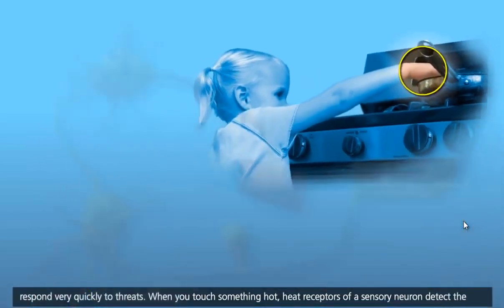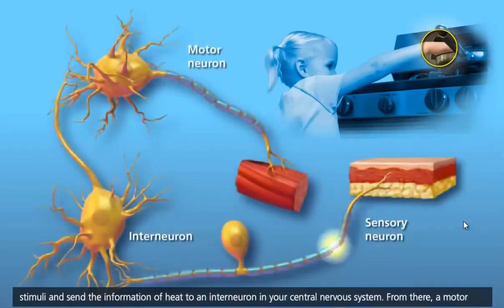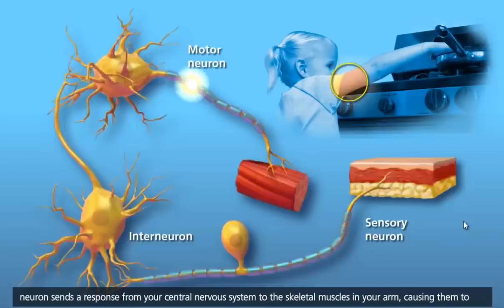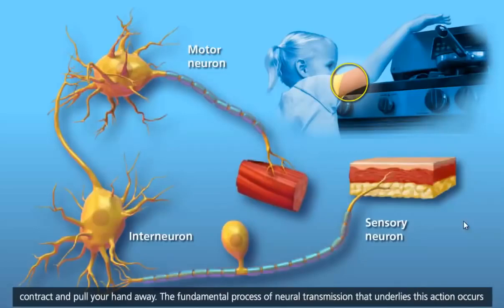When you touch something hot, heat receptors of a sensory neuron detect the stimulus and send the information of heat to an interneuron in your central nervous system. From there, a motor neuron sends a response from your central nervous system to the skeletal muscles in your arm, causing them to contract and pull your hand away.